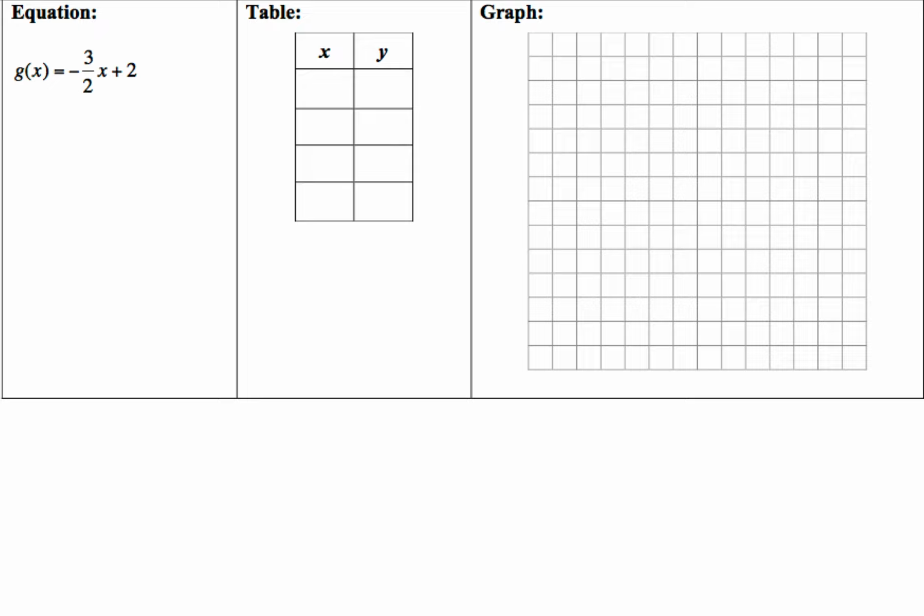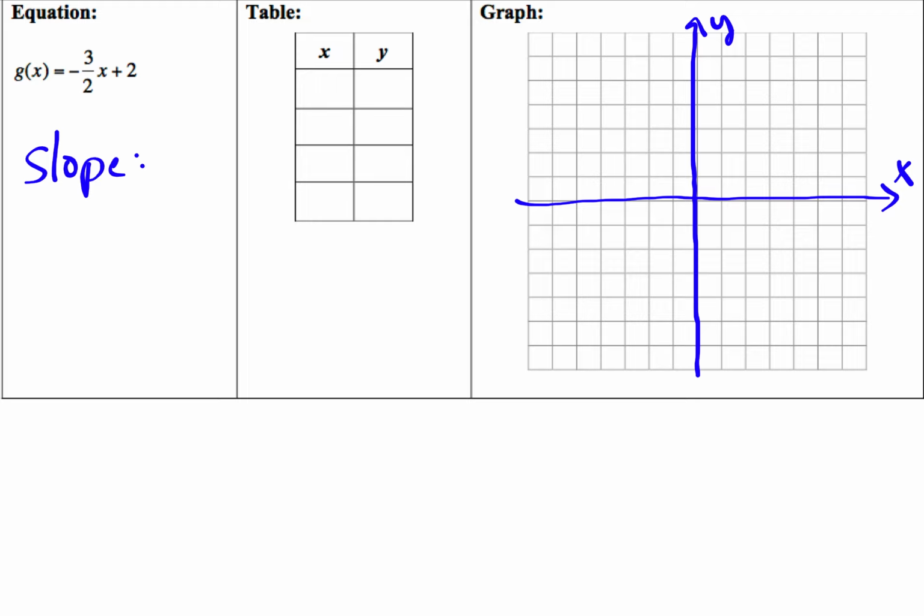First, we can actually do either one first, but I'm going to do the graph first. The reason I do the graph first is we have a nice, really quick method for creating the graph using the slope of negative 3 halves and the y-intercept of 2.